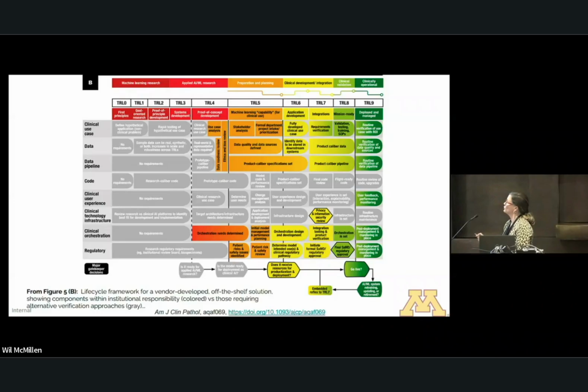So what's in gray is what would be the responsibility of the vendor, but what's still colorized is what your organization would be responsible for, proceeding through these technology readiness levels and going through the different areas of IT and other stakeholder involvement. I just want to call out that I think it is really important for domain experts, people who understand the pathology and lab medicine workflows, to be having the discussion up here at the beginning in terms of, is this thing a good idea to implement at all in our workflow?